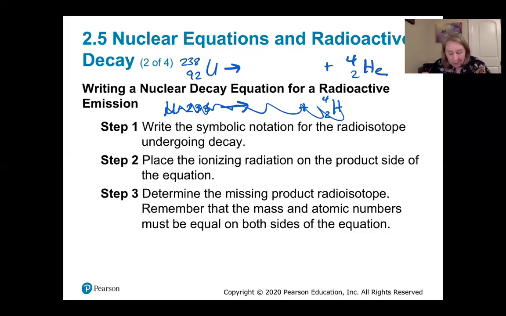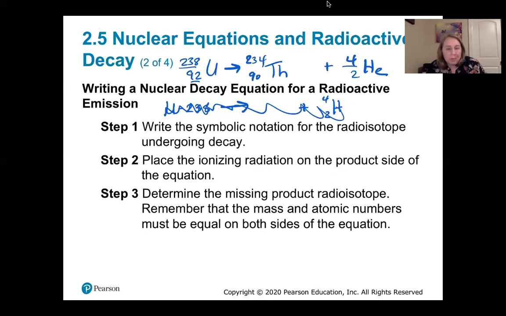Now place the ionizing radiation on the product. We did that. Next, determine the missing product radioisotope. How are you going to figure that out? I know that if I need to get a total of 92, this has to be 90 here. Then you can look on the periodic table and ask, which element has 90 protons? That's thorium. Then you can determine the mass number by looking here, 238. What plus 4 is 238? 234.